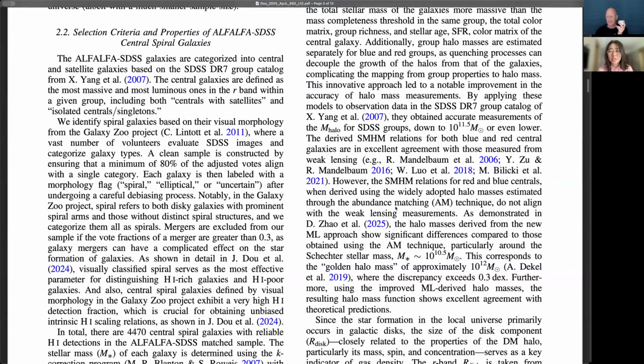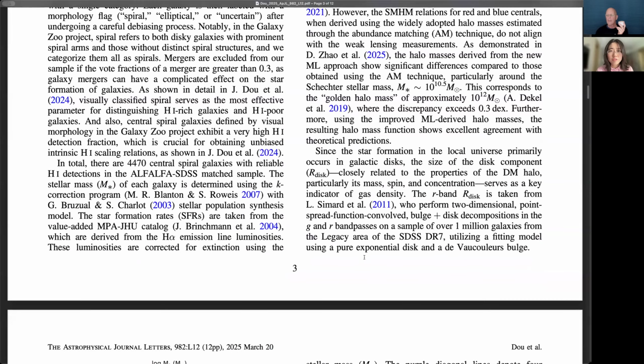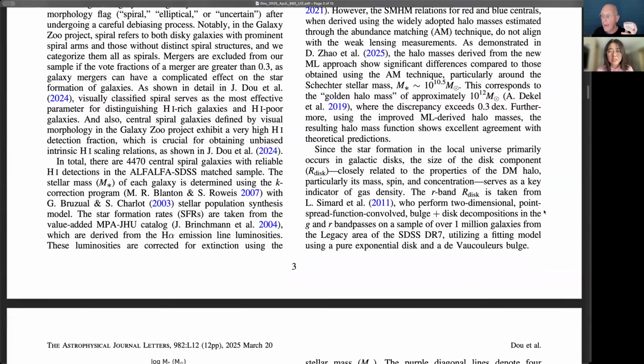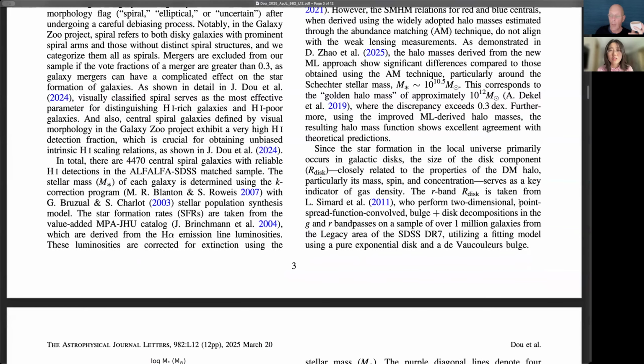So I think one innovative part of our work is that we used this new improved halo mass estimation compared to the traditional abundance matching technique. This improved halo mass can lead us to better quantify the connection between the dark matter halo properties and the galaxy properties.